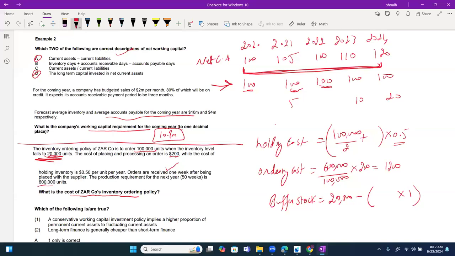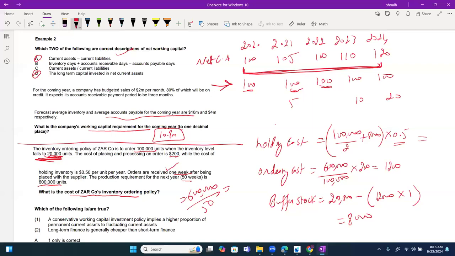Annual demand is 600,000 units, and there are 50 weeks. So demand in 1 week is 600,000 divided by 50, 12,000. So 20 minus 12, 8,000 is the buffer stock. Look, how do you know there is a buffer stock? Lead time is given, reorder level is given. So you should be skeptical. Why is this information given? Because of the buffer stock.